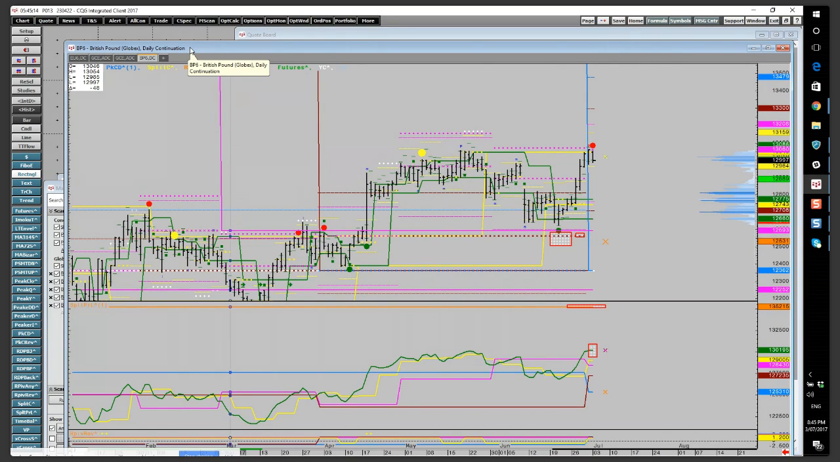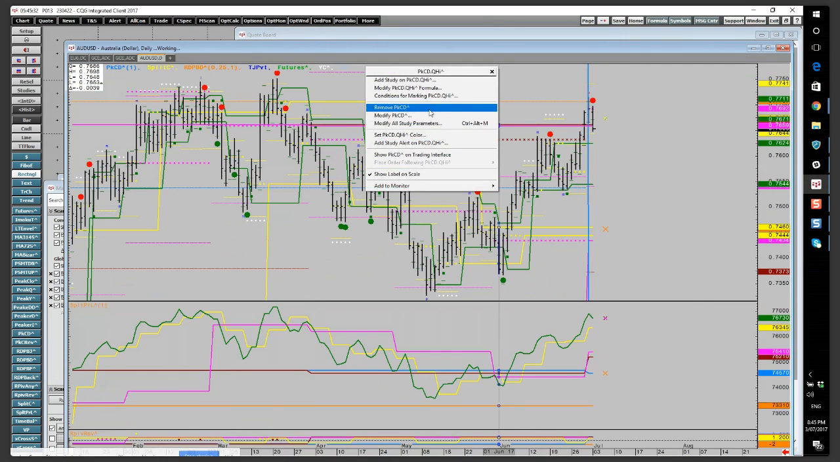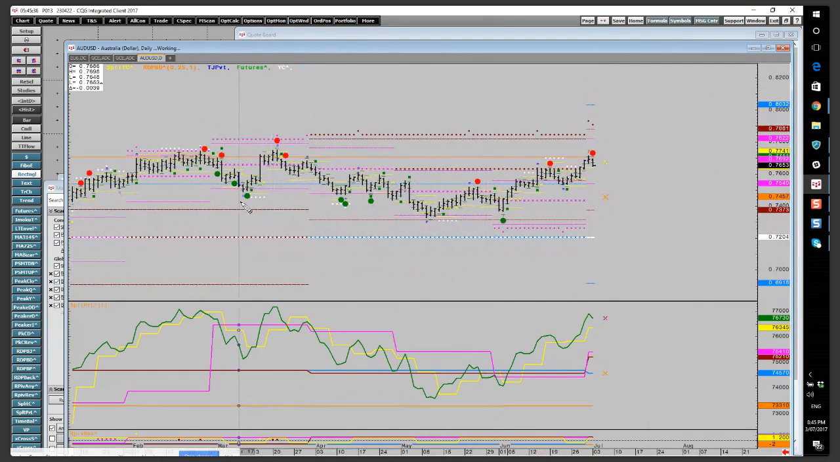Just going to Aussie dollar. That's been pushing up in sympathy along with most of the other US dollar pairs. I think this is like the third time it's had a poke up at the 77 level. You know, the major level for the Aussie dollar is, I'm just going to show you where it is.